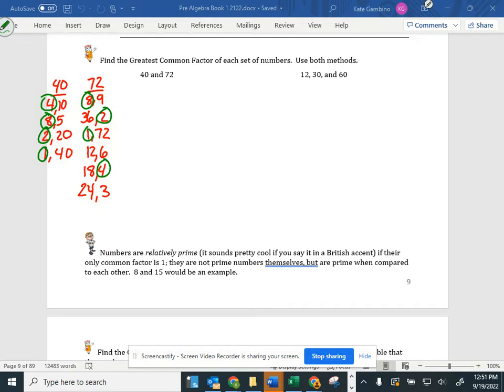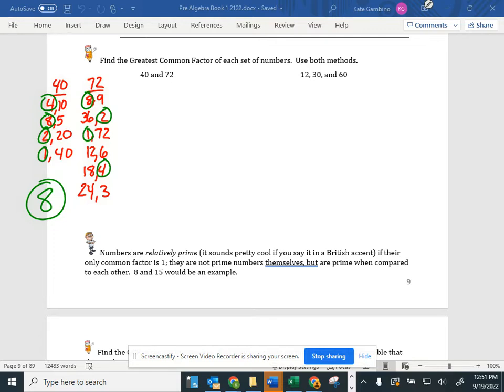So I circle the common factors. Now G is identify the greatest common factor. So if I look at my circled numbers, what's the biggest number that's circled, Priya? 8. So my greatest common factor is 8.